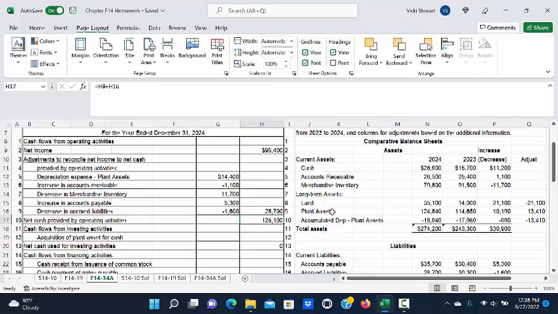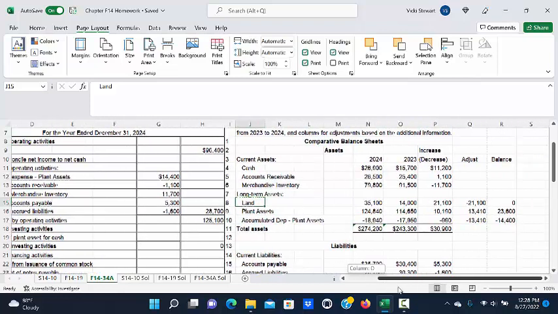Now we're going to go to the next section of the statement of cash flows, which is cash flows from investing activities. So to determine those, we look at the long-term assets. So in our long-term assets, we have land, but we notice that after we adjust for the non-cash acquisition of land using the note payable, land is actually zero.